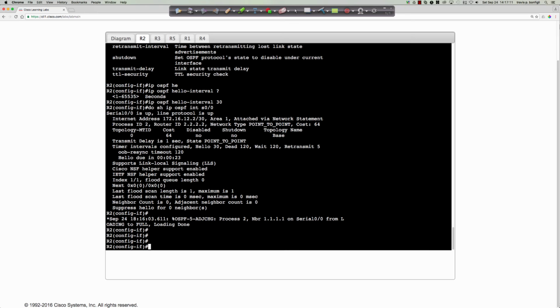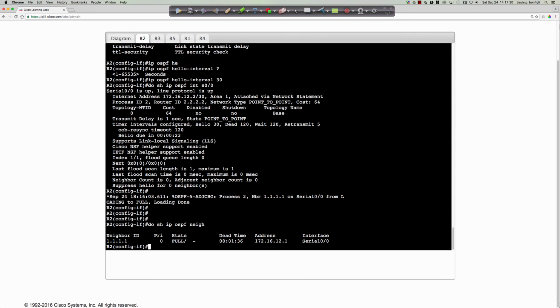So broadcast and non-broadcast, those can be mixed and matched. Point-to-point and point-to-multipoint, they can be mixed and matched. And we just need to make sure, again, that our timer values are correct. So if I were to say now, do show IP OSPF neighbor.